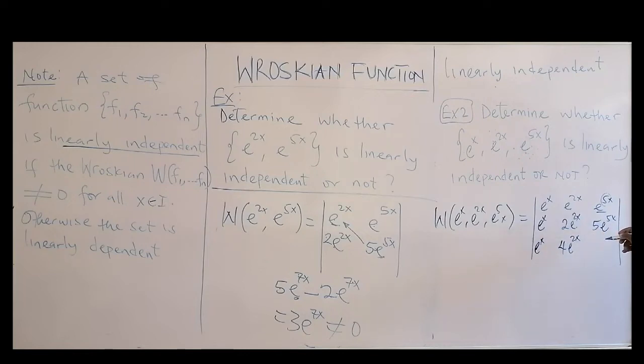This one again, do it again, 5 times this, that's 5e^5x. Then we can do the determinant now and get the value. If it's not equal to 0, then it is linearly independent. Otherwise, it is what? Dependent.